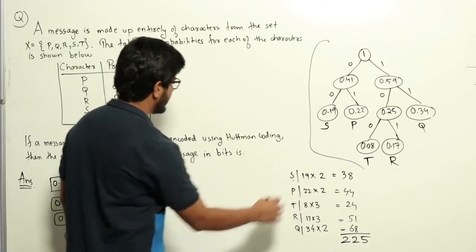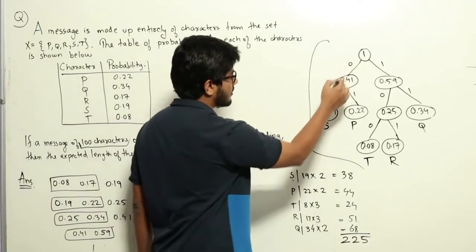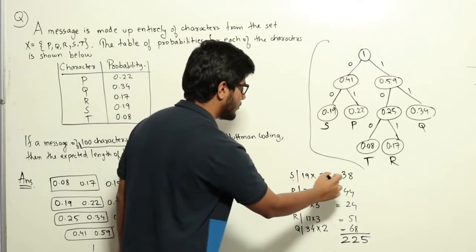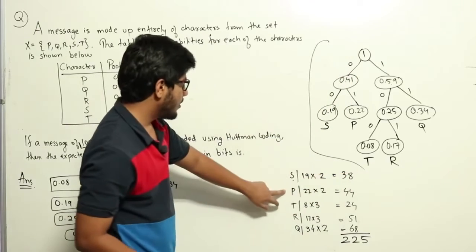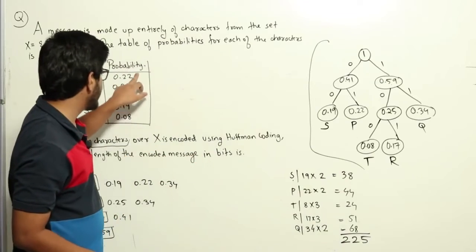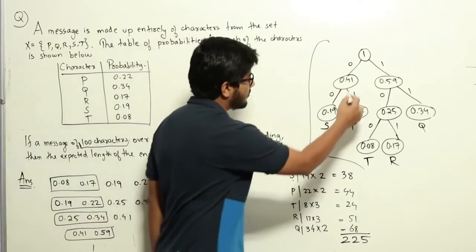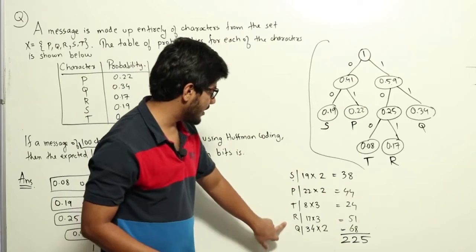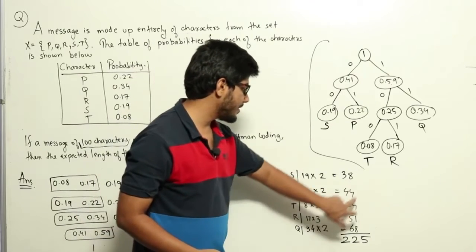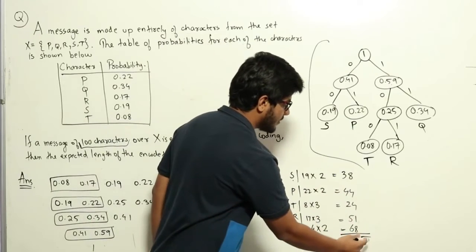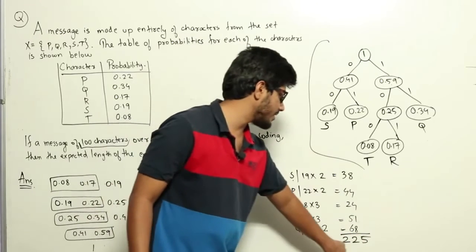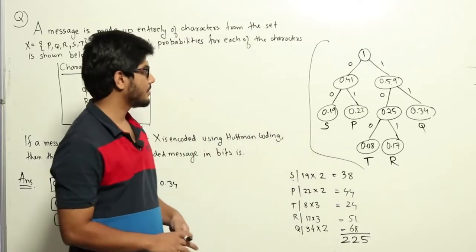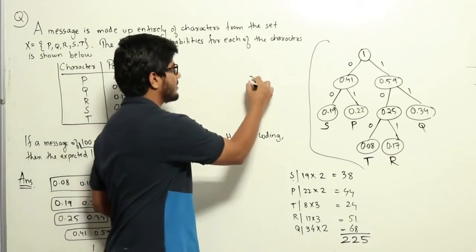Now if that is the case, we will find out what the expected length would be. There are 19 S's into length of S is 0 0, that is 2. So 19 into 2, which gives 38. There are 22 P's I have written here, and the length of P is 0 1, that is 2. That's equal to 44. Similarly, for each of the characters I have written the same, and once you take the sum of all this, you will get 225. This is the expected length of the message. 225 is the answer.